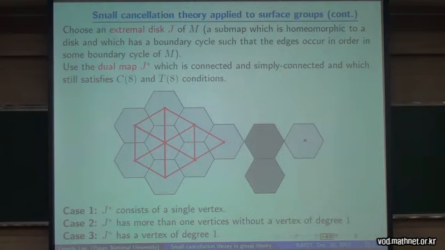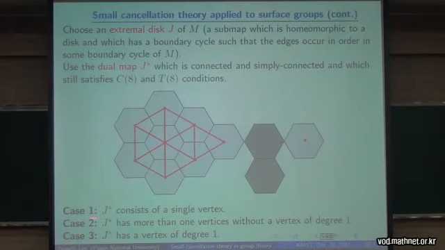And then there are 3 cases here. Case 1, J star consists of a single vertex like this. If you take J as this, then J star would consist of a single vertex like this. And case 2, J star has more than one vertex but without a vertex of degree 1, like this. If you take an extremal disk J as this part, then the dual map J star will look like this. So it contains more than one vertex and it doesn't have any degree 1 vertex. And in case 3, J star has a vertex of degree 1. So we have 3 obvious cases.